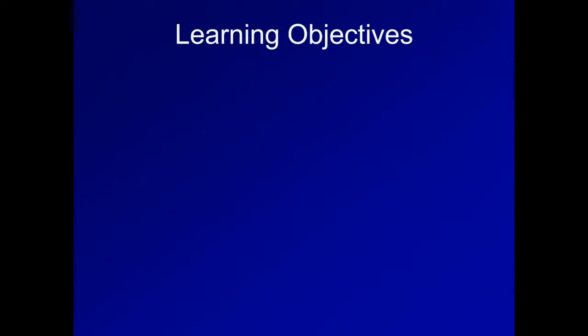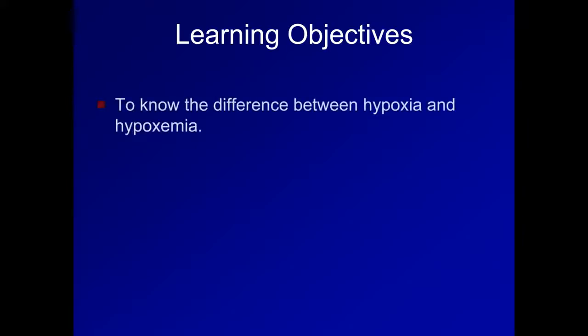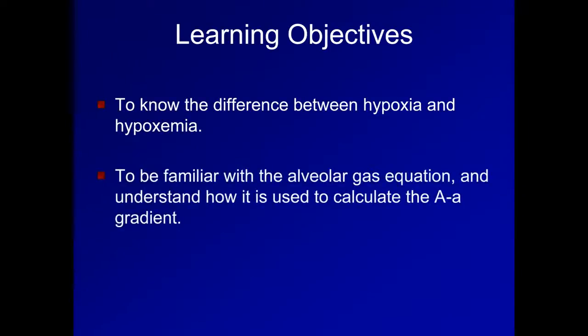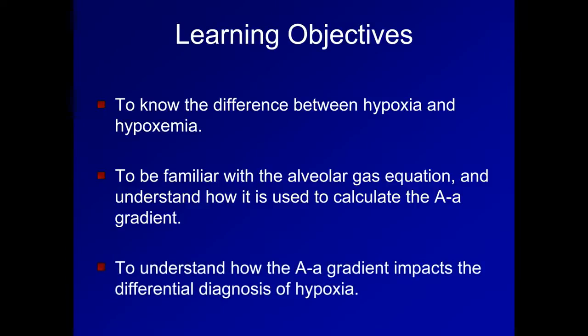The learning objectives of this lecture are to know the difference between hypoxia and hypoxemia, to be familiar with the alveolar gas equation, and understand how it is used to calculate the AA gradient, and finally to understand how the AA gradient impacts the differential diagnosis of hypoxia.